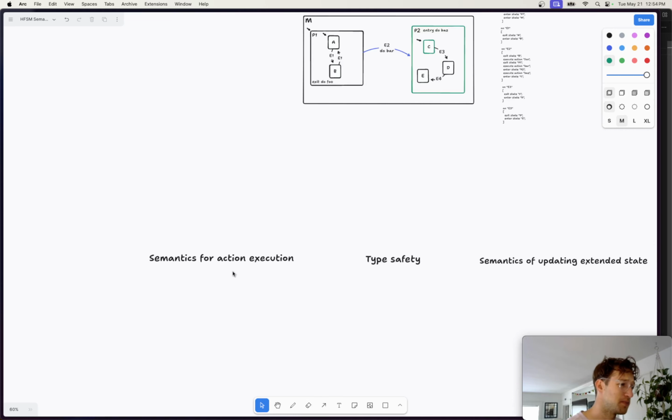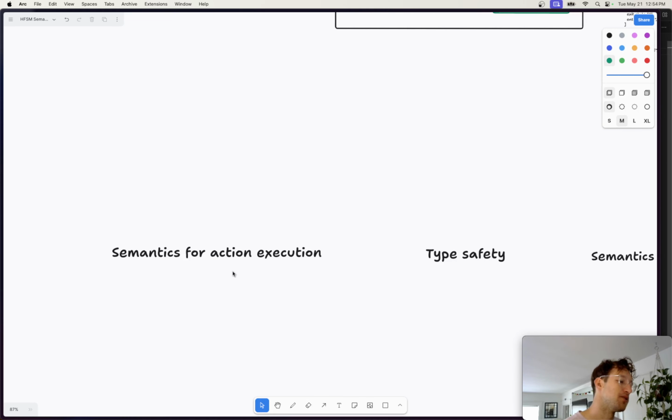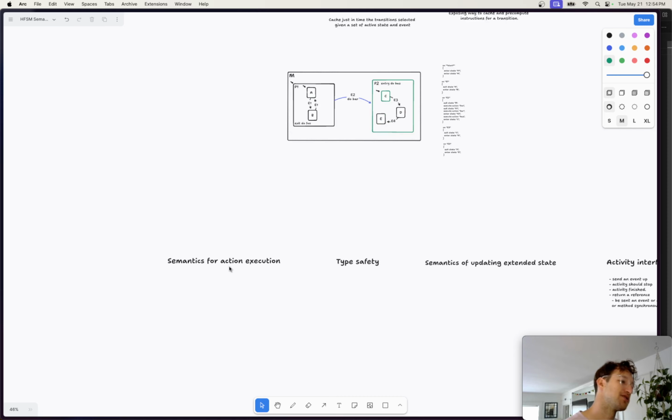The first one was by David Khorshid, who works on Stately and on XState. His question was about the semantics of action execution, particularly if an action or a condition or any implementation throws an error, what are the semantics for how the engine should catch that?